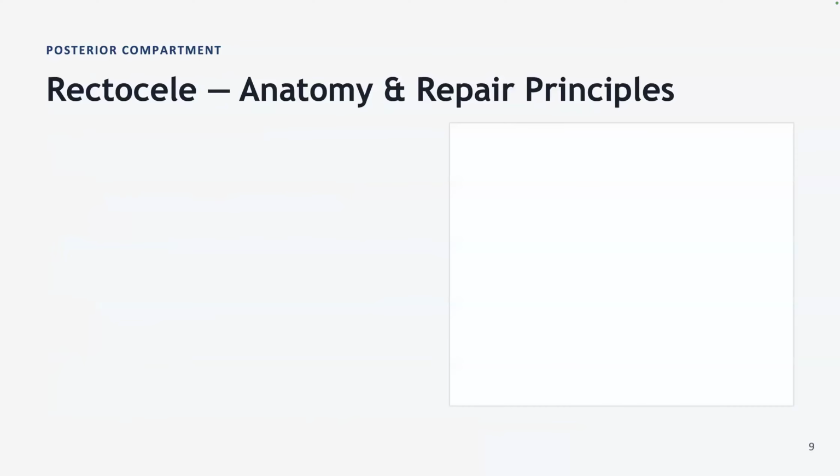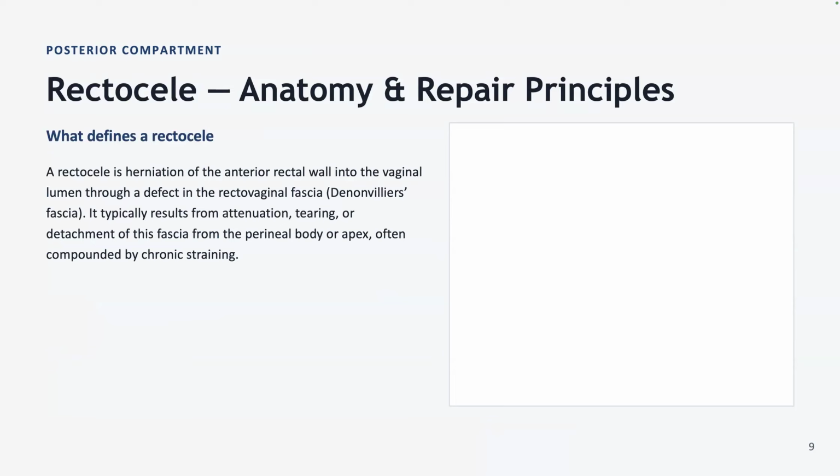And cystoscopy is needed. Now, after the anterior compartment, there is the posterior compartment, that's a rectocele, anatomy and repair. A rectocele is a herniation of the anterior rectal wall into the vaginal lumen through a defect of the rectovaginal fascia. That's Denonvilliers' fascia.